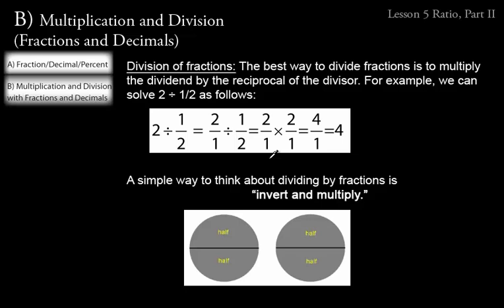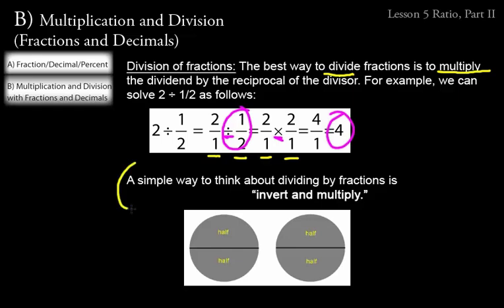Okay, let's move on to division of fractions now. The best way to divide fractions is to multiply the dividend by the reciprocal of the divisor. So we turn the division problem into a multiplication problem. For example, we can solve 2 divided by a half. We can say 2 divided by a half is the same thing as 2 over 1 divided by 1/2, which is the same thing as 2 over 1 times 2 over 1. So this part right here, we flipped it, made it 2 over 1, and we changed the division to a multiplication. And we get 4 over 1, which equals 4.